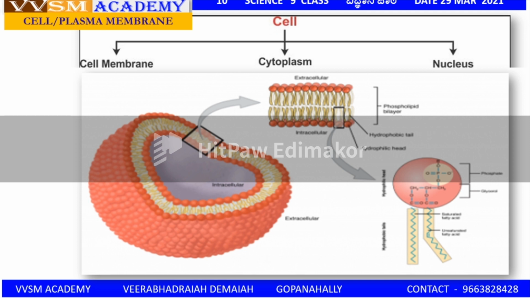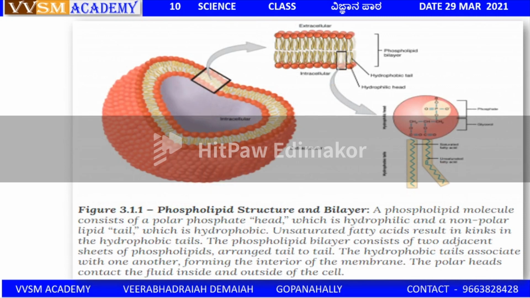Well, this is a cell membrane. If you observe this cell, the outermost part of the cell, in cross section, is double layered. It is a double layer, which has a phospholipid structure, a bilayer.